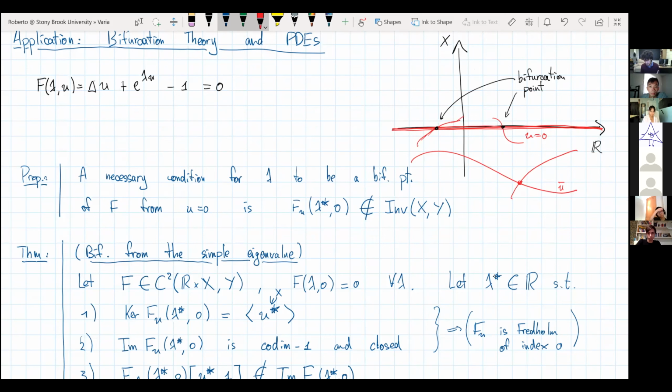But the important thing here is that you need to know that there is a solution. You need to know that there is some branch, because otherwise you cannot apply the implicit function theorem. So the implicit function theorem doesn't hold if you're not along a solution branch.